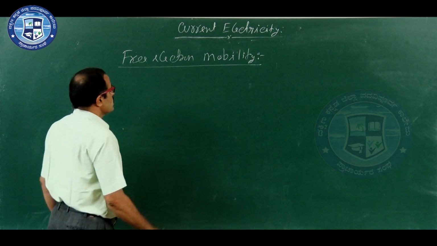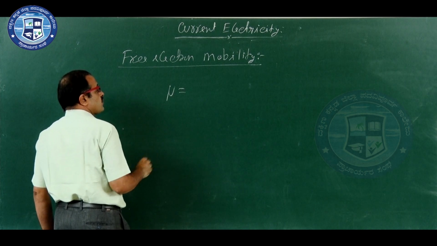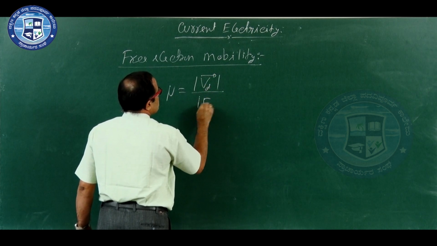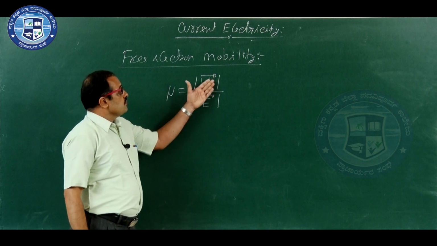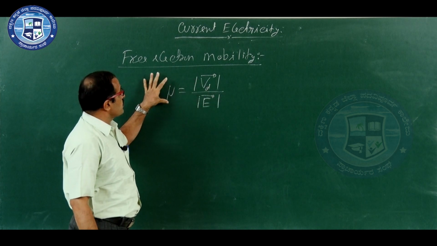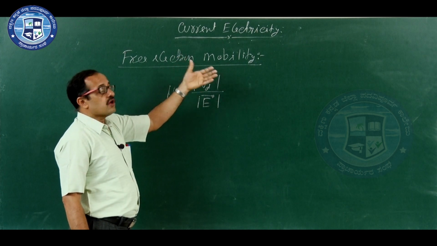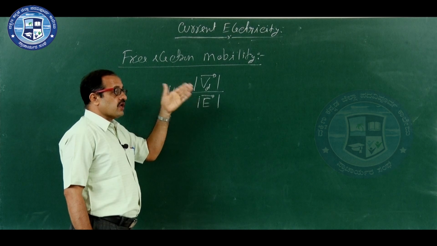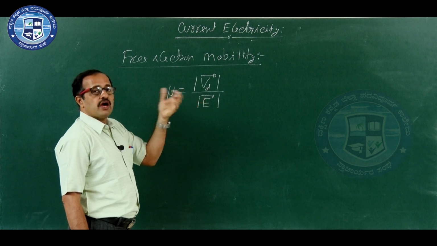How to calculate? Free electron mobility, its symbol is mu, and it is always calculated as the magnitude of drift velocity to the magnitude of electric field. So, this is the drift speed divided by the magnitude of electric field. This ratio is known as free electron mobility. If this ratio is high, electrons are moving easily. If this value becomes less, we come to know that electrons are moving, but there is some difficulty, meaning resistance of that conductor is higher.